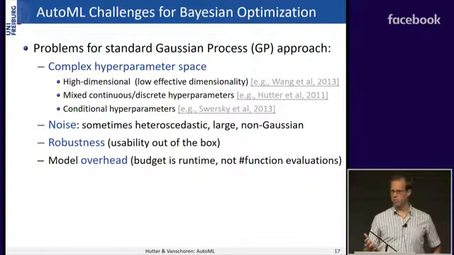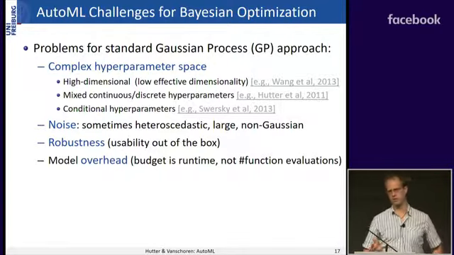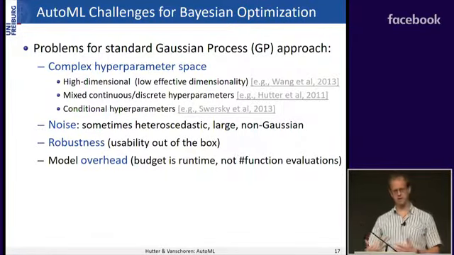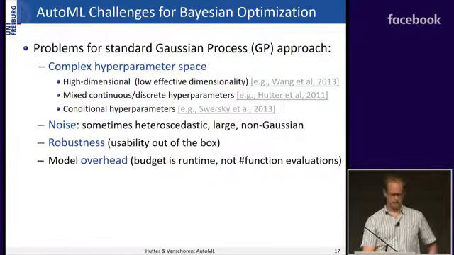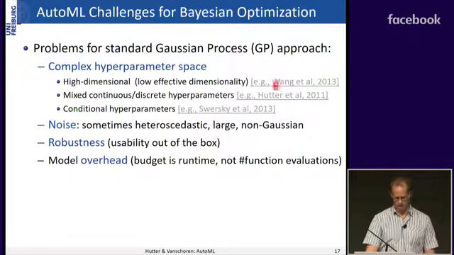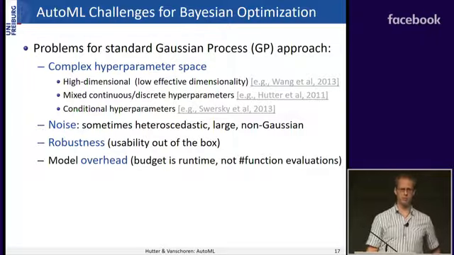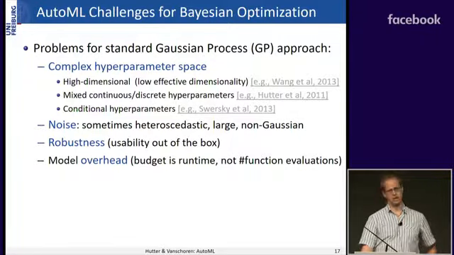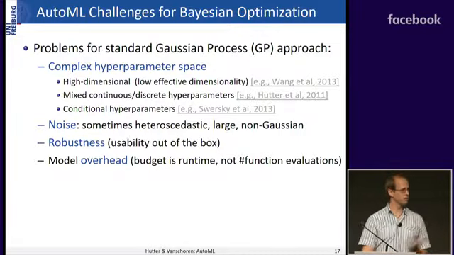However, there are some problems for the standard Gaussian process approach for this general AutoML framework, where we have a lot of hyperparameters, a highly conditional space, and mixed discrete and continuous hyperparameters. You have high dimensionality with low effective dimensionality. And for each of these problems, there are fixes, but they're kind of just non-standard fixes. The noise is also sometimes heteroscedastic, so different hyperparameter settings yield different noise. For example, it might also not be Gaussian. It might be multimodal, for example, if some runs diverge and some runs converge with different learning rate settings.